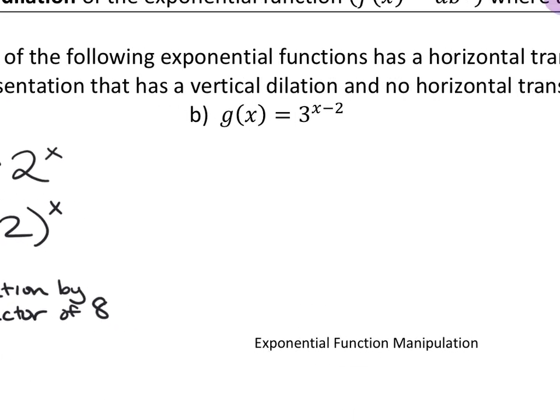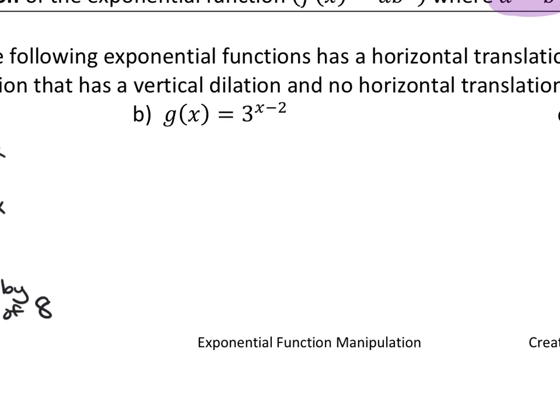Okay, in part B, let's do the same thing. I can look at this and I can tell you right now, it's a horizontal translation to the right 2 units. Cool, but what's its vertical version? That means we're going to separate it using the product property into what 2 numbers? 3 to the something times 3 to the something. 3 to the what?